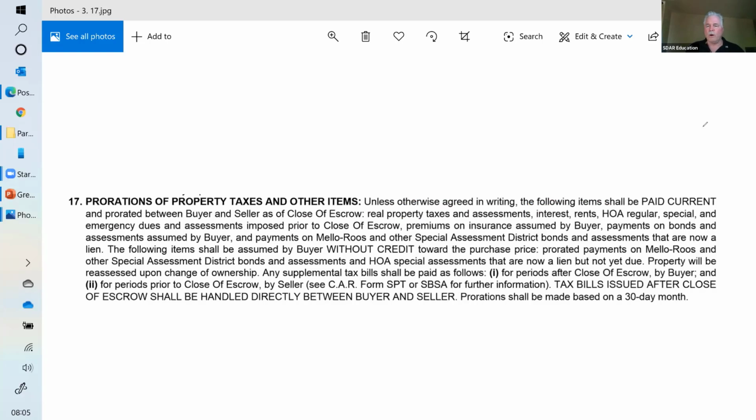Your buyer says, well, how do I know they're going to pay the HOA dues? Well, it says it right in the contract, and this is an instruction to escrow, remember, and joint escrow instructions. So this is an instruction to escrow on what to do.